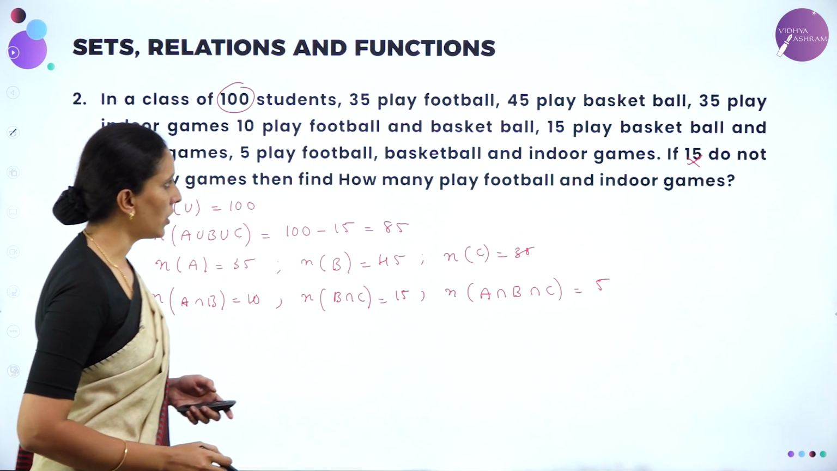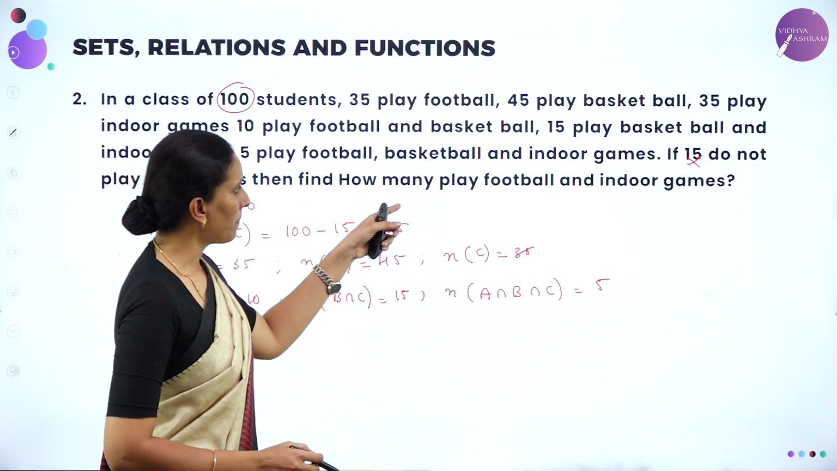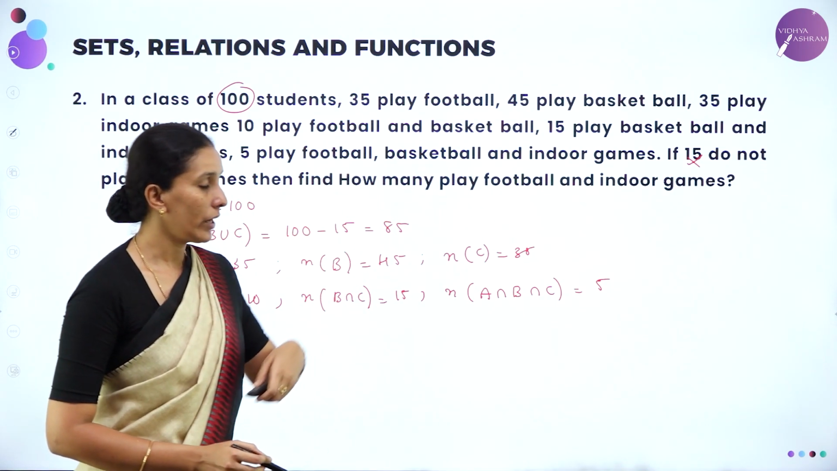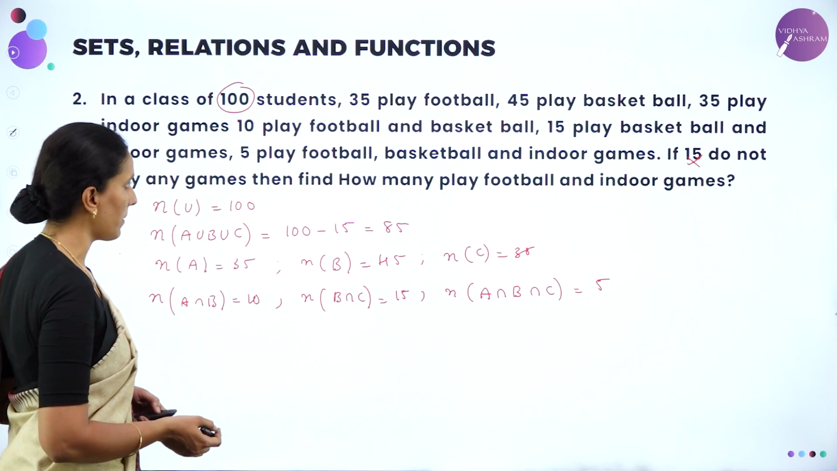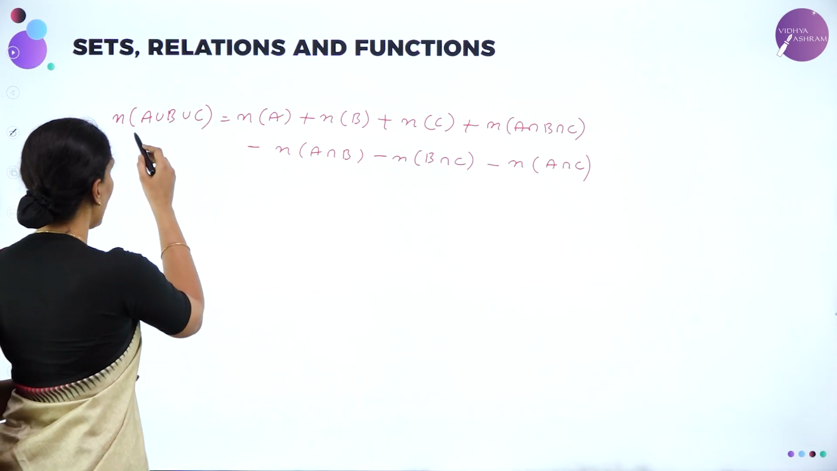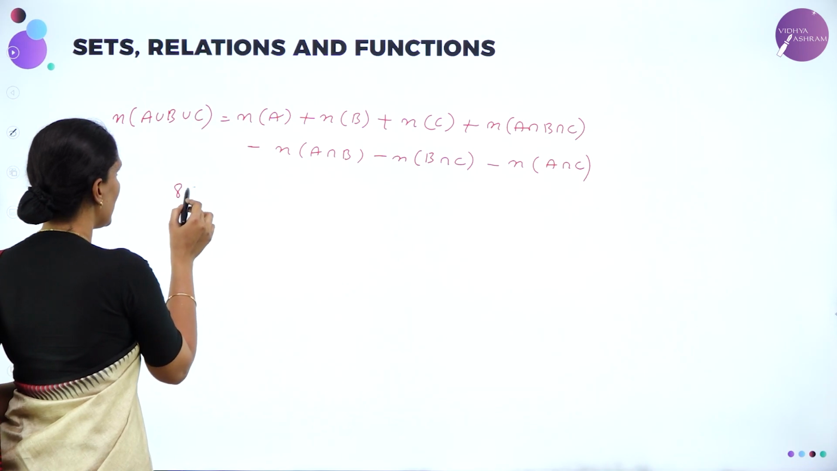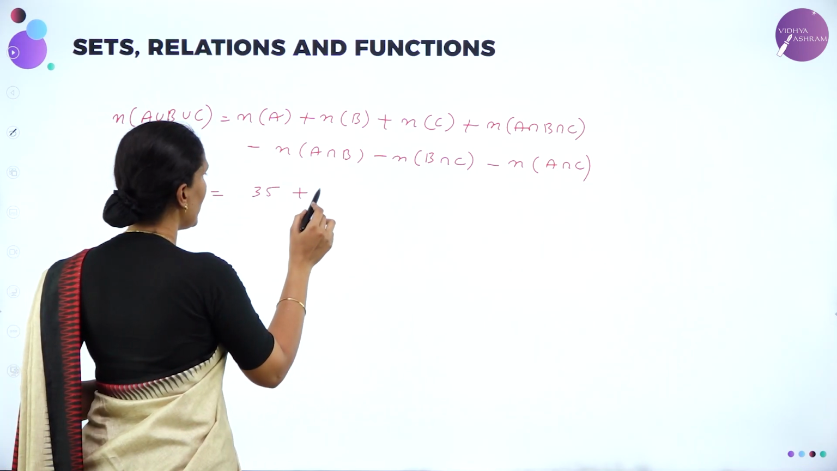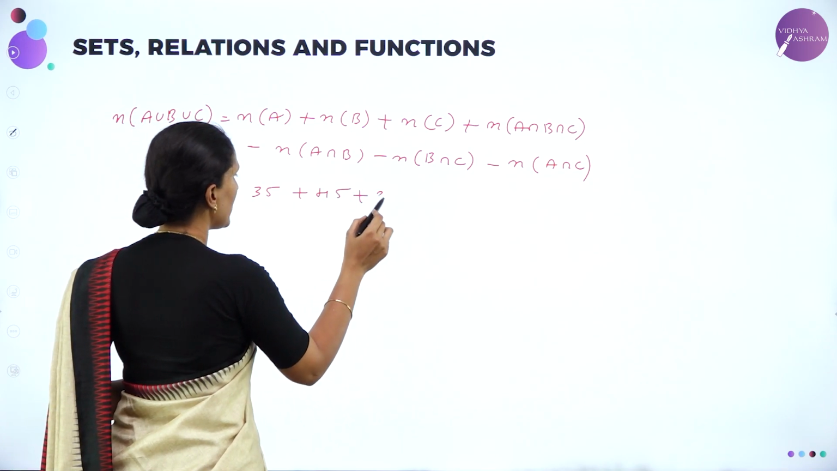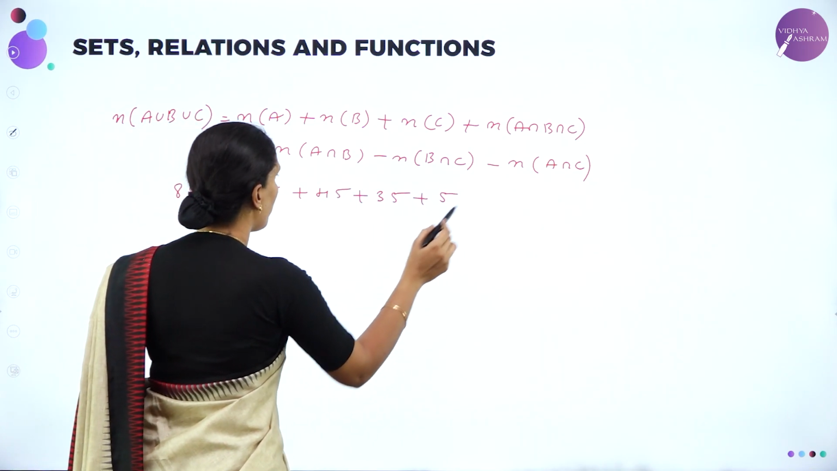Now we need to find out the number of people who play football and indoor games. That is, we need to find the number of elements in A intersection C. So we have here A union B union C as 85, n of A as 35, n of B as 45, n of C as 35, and this is 5.